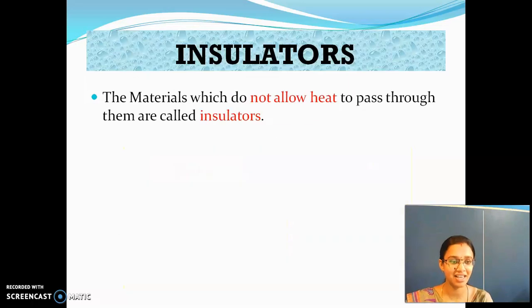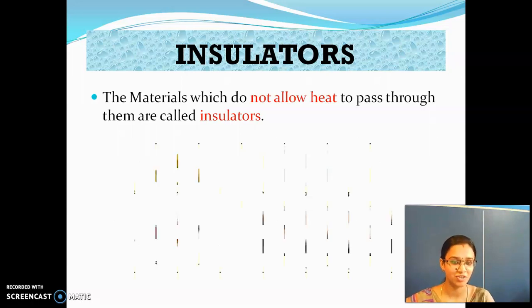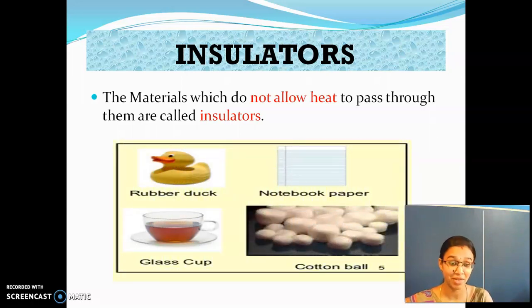The next thing is insulators. The materials which do not allow current and heat to pass through them are called insulators. See here: rubber, papers, glass cups, and cotton balls. And among insulators, one of the best examples is wood. Wood is also an insulator.